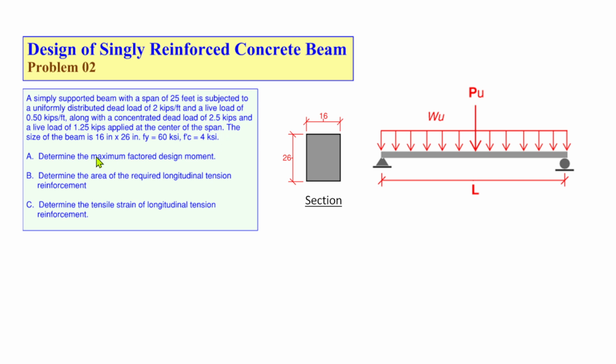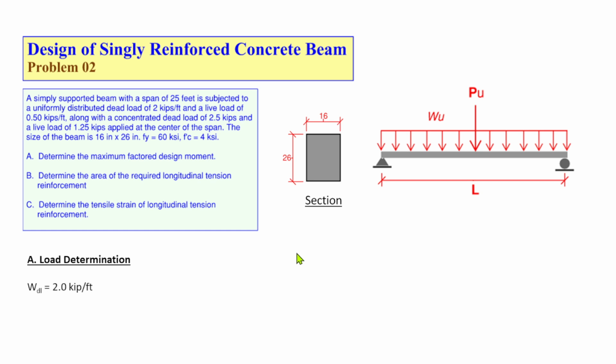So we are required to determine the maximum factored design moment, the area of the required longitudinal tension reinforcement here, and also the tensile strength of the longitudinal tension reinforcement. We will calculate that later to confirm that our steel tension reinforcement yields. So continuing on, load determination.